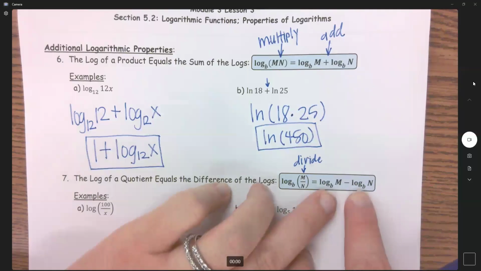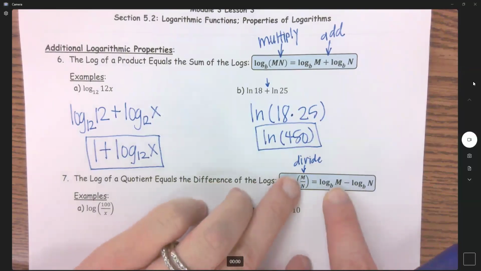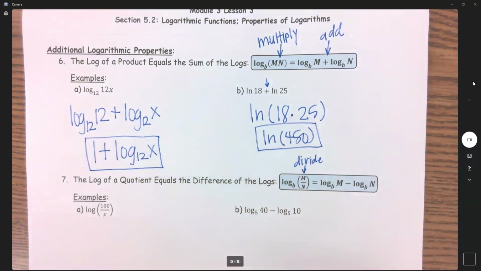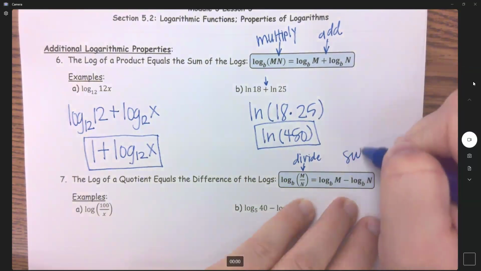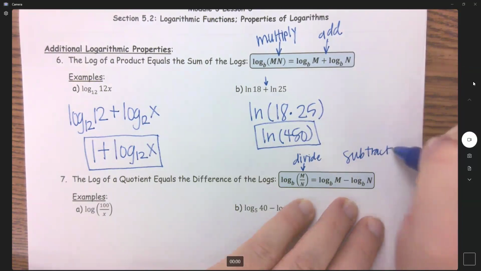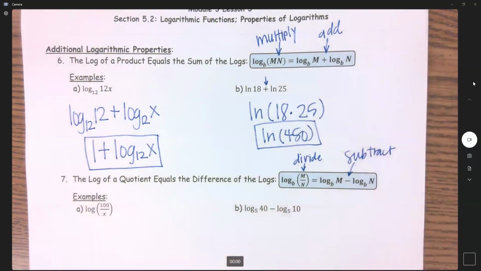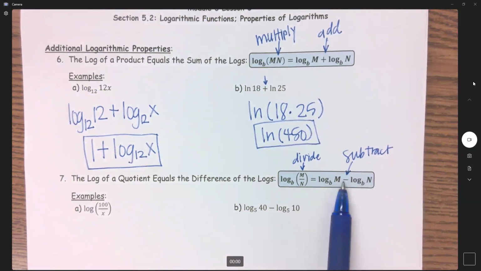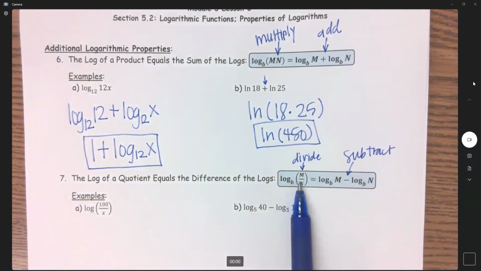They both have a log base b. I'm going to split the numerator minus the denominator. But now we are going to subtract the 2 logs. I know it works both ways. If I see 2 logs with the same bases and they're being subtracted, I can condense it to 1 log by dividing.